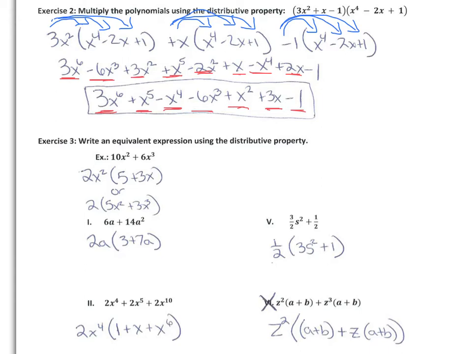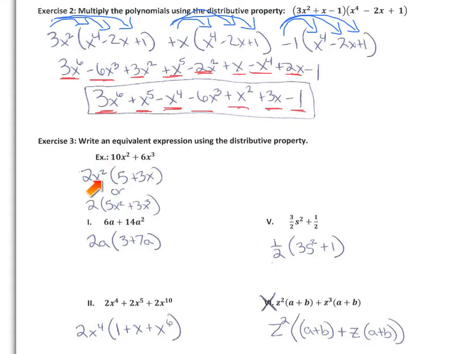Number 3, it says write an equivalent expression using the distributive property. For example, we have 10x squared plus 6x cubed. What I'm really asking you to do is to rewrite it as it would have looked before you had done the distributive property. So I'm really asking you to take out a common factor. Greatest common factor would be nice, but at least a common factor. So I look to see what's common in 10x squared and 6x cubed. There's a 2 common in the 10 and the 6, and they both have at least 2 x's, so x squared. And then I'm left in this case with a 5.